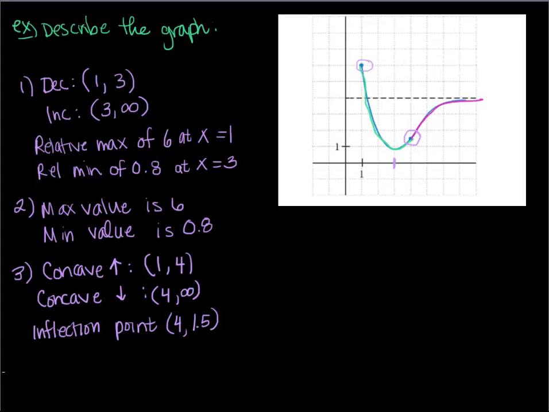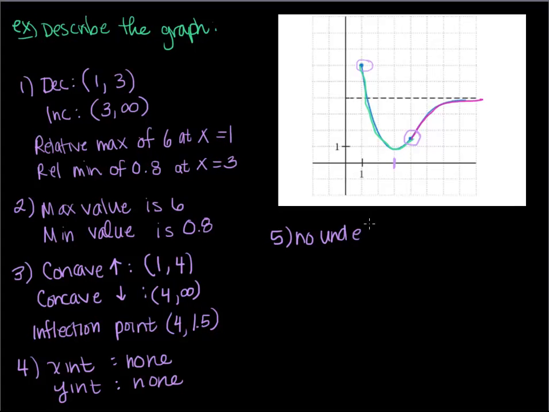All right, x and y intercepts. So what is my x-intercept? We don't have one. It doesn't cross the x-axis. What is my y-intercept? We don't have one. It does not cross the y-axis. And that's okay, it doesn't have to. And then the last one, undefined points. No undefined points on the domain, okay?